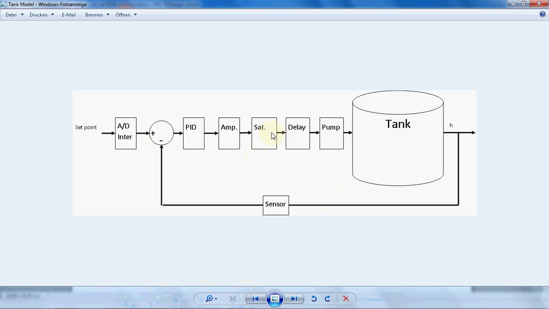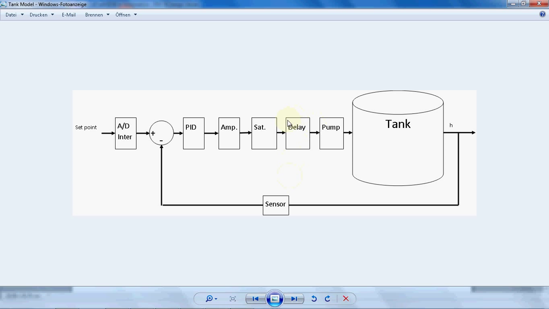Actually, the schematic picture. As you can see here, this saturation actually limits the output of the amplifier. As I told you earlier, the amplifier output cannot be more than a certain amount. For example, it cannot be more than 220 volts, or it cannot be negative in this case.